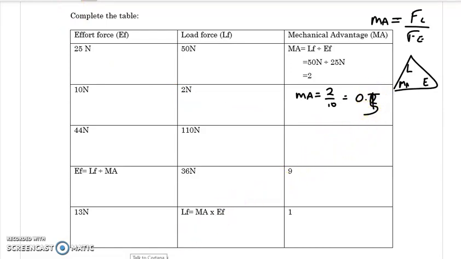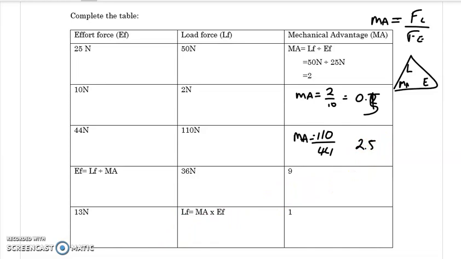Okay, if we had an effort of 44 and a load of 110, the mechanical advantage is going to be, again, load divided by the effort. 110 divided by 44. That gets you to a mechanical advantage of 2.5.